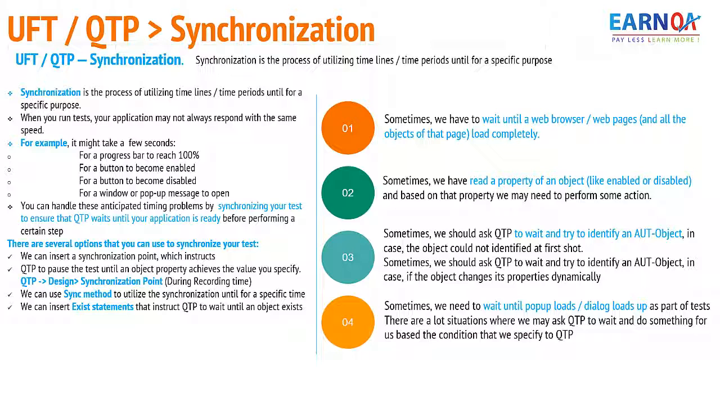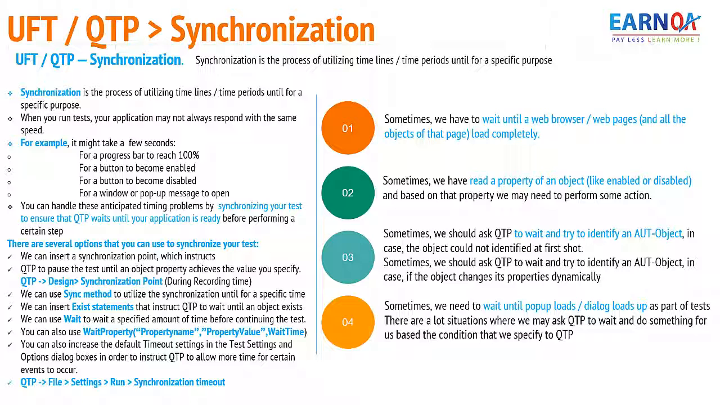My web edit exists, check for 5 seconds. My web button exists, check for 5 seconds. Next one, wait, explicit wait. Next one, wait property, wait to read and validate a property. The last one is in the settings.